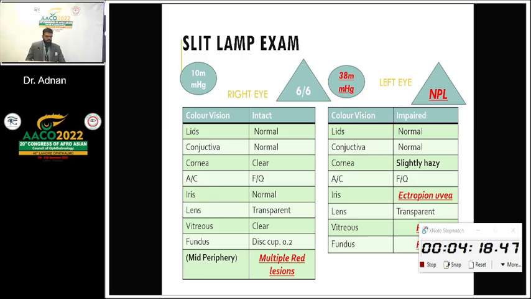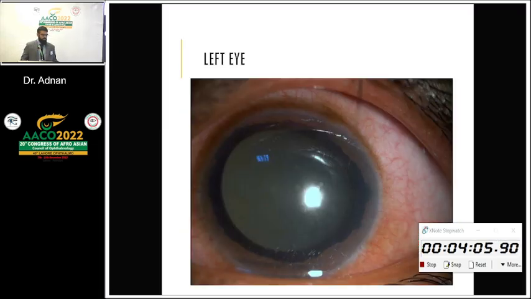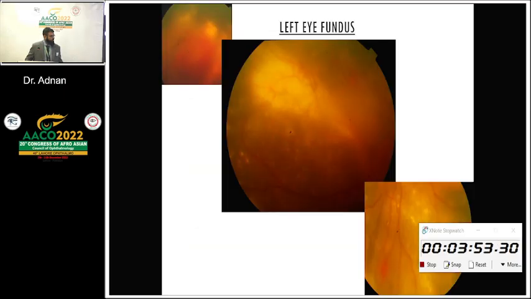In the left eye, the vision was NPL with a pressure of 38 mm of mercury, and the cornea was slightly hazy, and the iris had an ectropion uvea, and both the vitreous and fundus view were not clear. This is the picture of the left eye. You can easily appreciate the congested conjunctiva, the ectropion uvea, and a dilated fixed pupil with a few new vessels in the iris. This was the fundus view of the left eye.